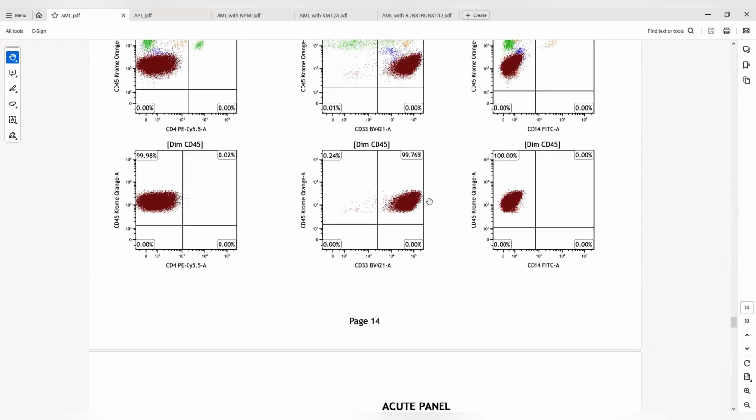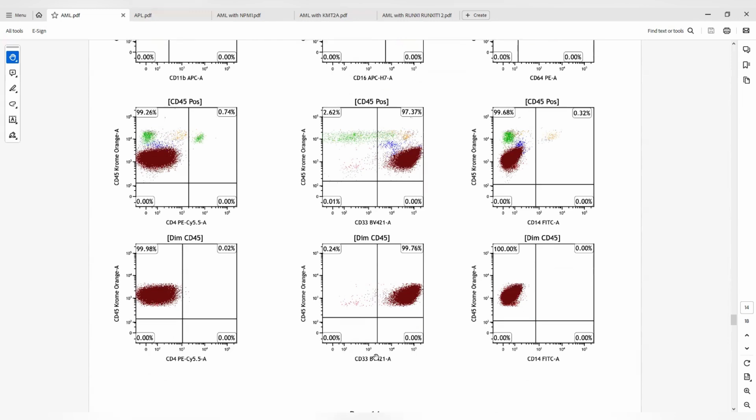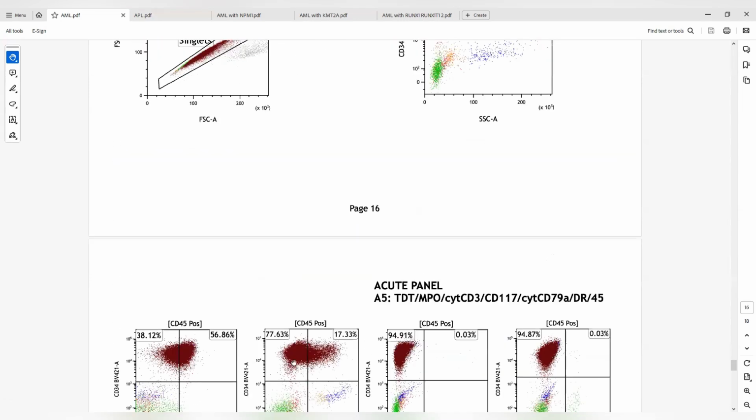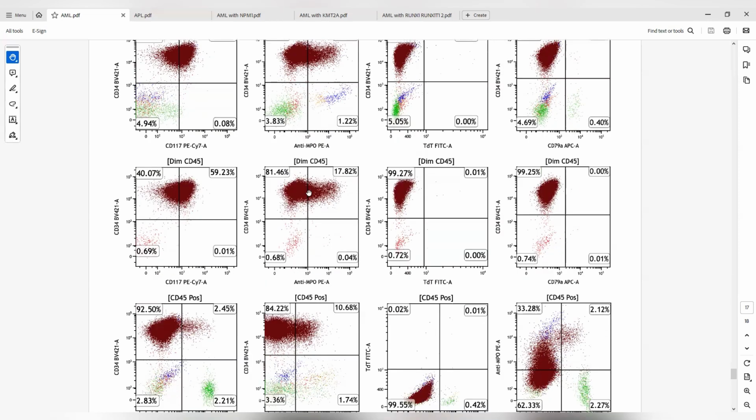Here, more of the monocytic markers. You can see CD4 is negative, CD33 is bright, CD14 is negative, CD33 is bright. And lastly here, MPO, I'd call it dim, and TDT is an immature lymphoid marker. It doesn't differentiate T lymphoblasts from B lymphoblasts, but is very good for lymphoblasts in general compared to myeloblasts. So TDT is negative. CD79A is a good marker for B cell differentiation, and CD79A is negative. Myeloperoxidase is dim in our case.